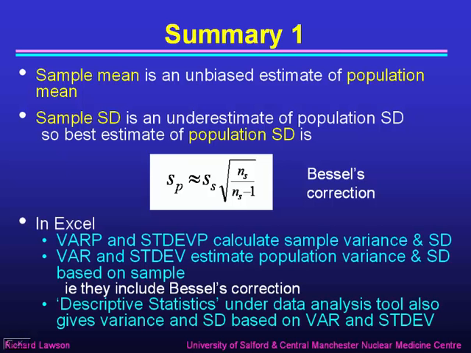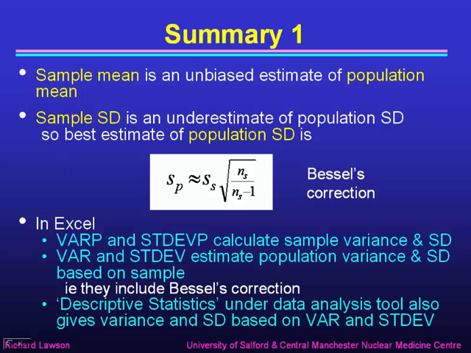If you want to do that in Excel, then if you use the functions var_p and stdevp, they calculate the sample variance and standard deviation if you give them just the sample data. Then you'd have to apply Bessel correction manually. If you use the functions var and stdev, they estimate the population variance and standard deviation based on the sample data. In other words, they include the Bessel correction in that formula.